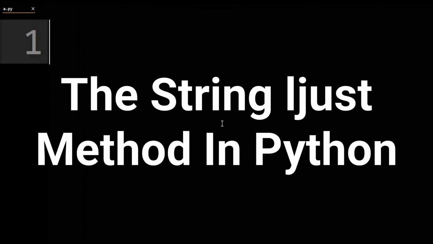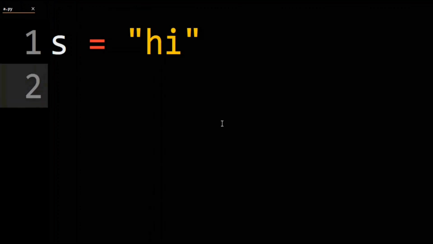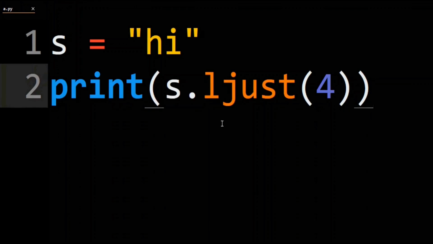The string ljust method in Python right-fills a string with a character to reach a desired length. Let's set up some quick code to see how ljust works. We'll have a string s called hi. Then we will call ljust on hi with an argument of 4. This means we want the string s to reach a length of 4. Let's run it and see what happens.